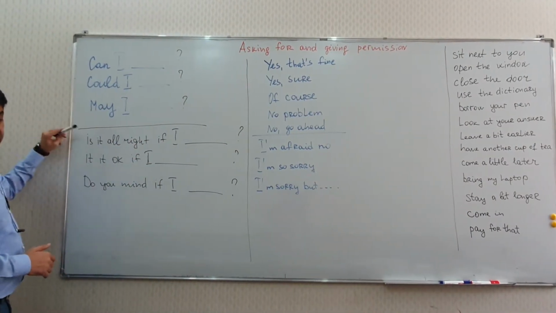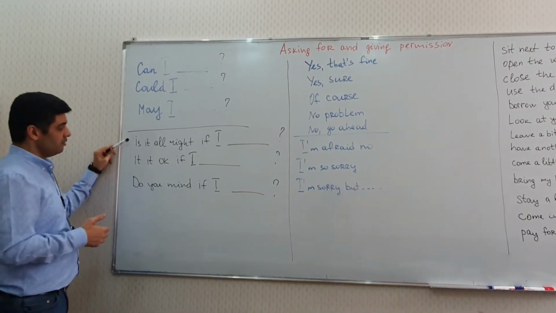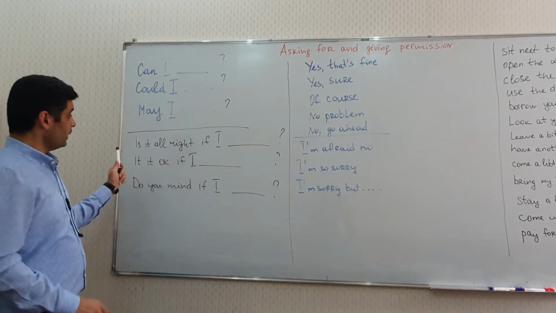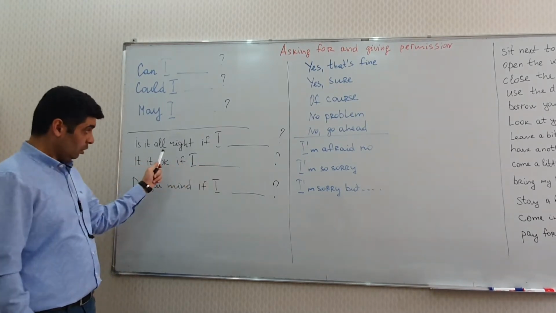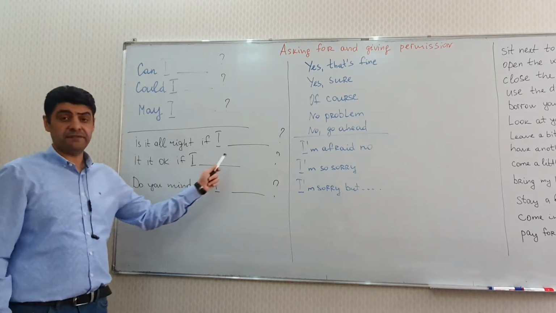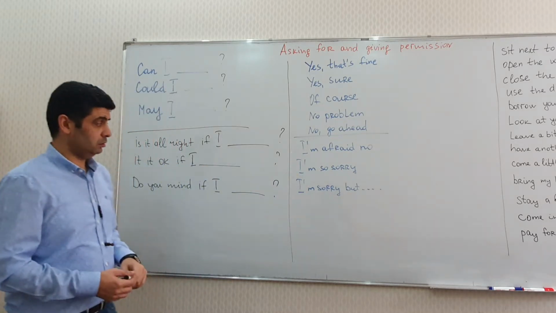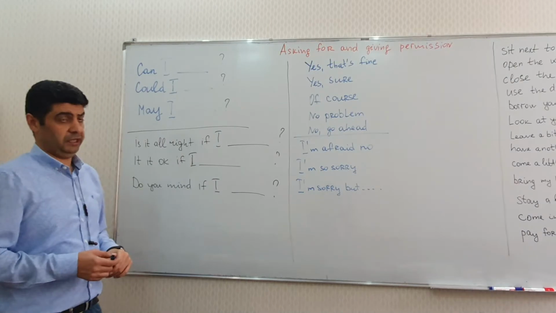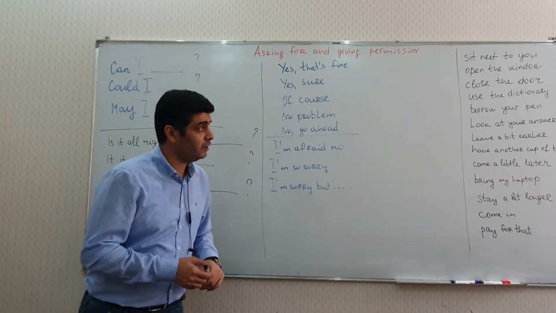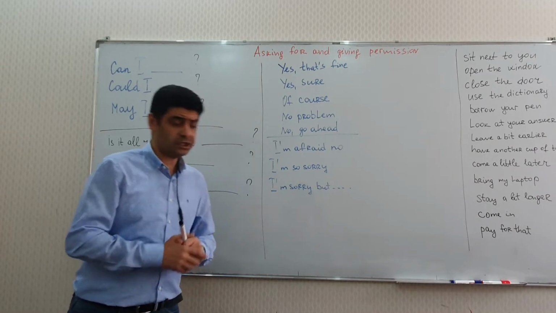Apart from these ways that we ask for permission, we also have these three ways. Let's look at that. Is it alright if I? Let's try to say it a bit faster. Is it alright if I? Is it alright if I open the door? Is it alright if I use the dictionary? Is it alright if I pay for that? Is it alright if I borrow your pen? Is it alright if I look at your answer?